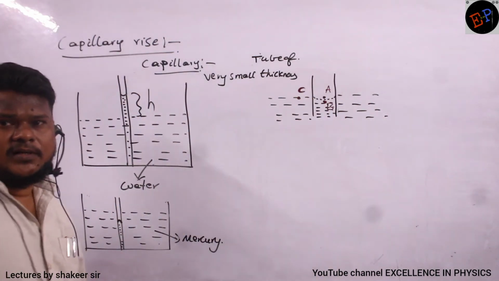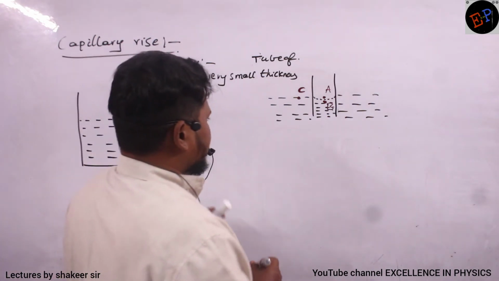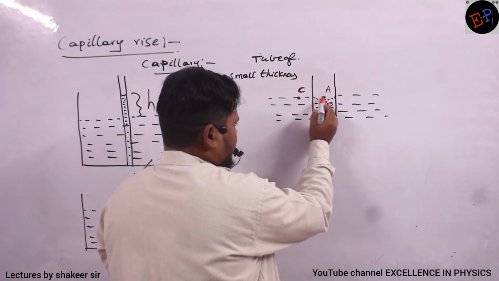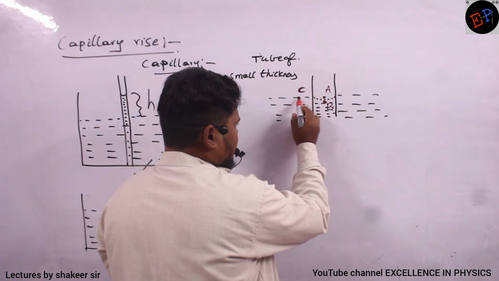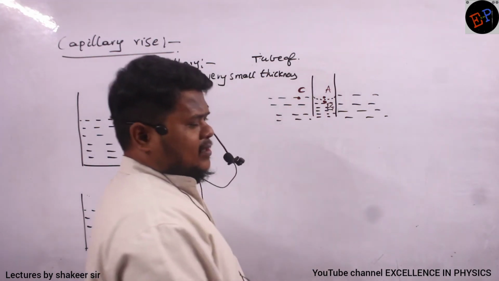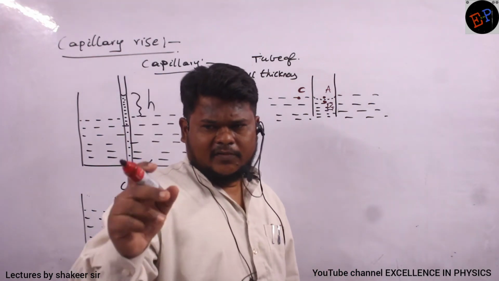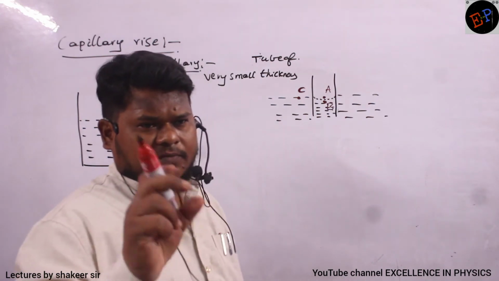And we will try to understand what is happening here with the help of these 3 points. Now see, point A and point C, both of them are at the same height. And almost point B is also at the same height. It is just below the liquid surface. So the height of the liquid column is not there.